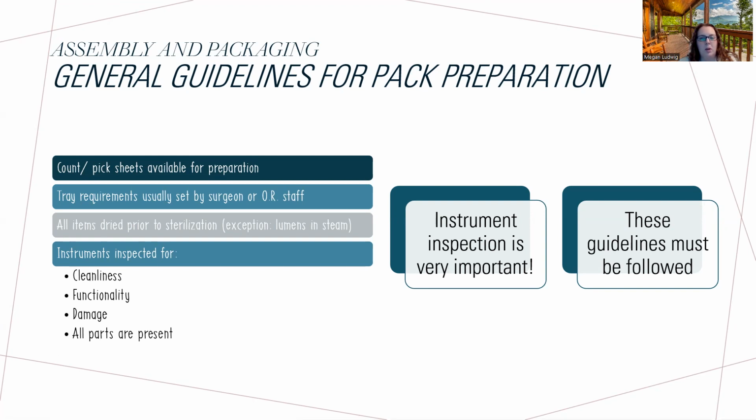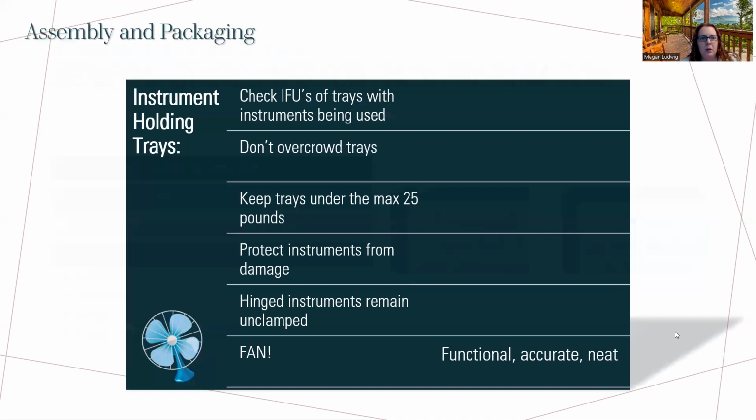While you're putting these trays together, also check for these: cleanliness, functionality, damage. Everything is present that should be. So it's kind of important to know your instruments. An instrument might be a take-apart instrument, it might have multiple pieces, and knowing if those pieces are missing is very important. So instrument inspection is super important, and you're always going to follow those IFUs, those guidelines.